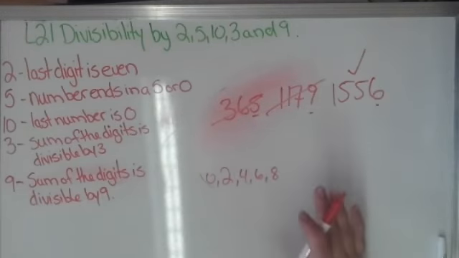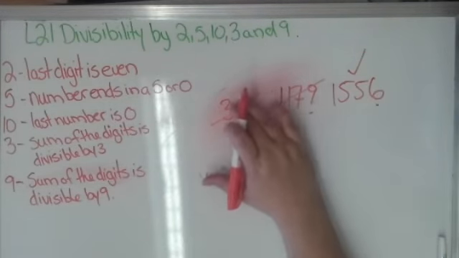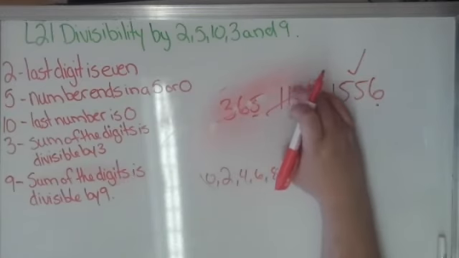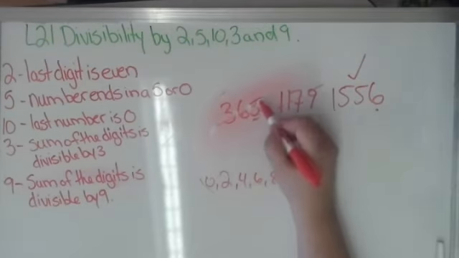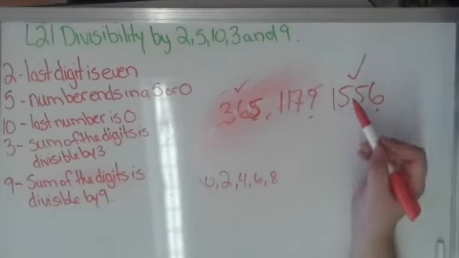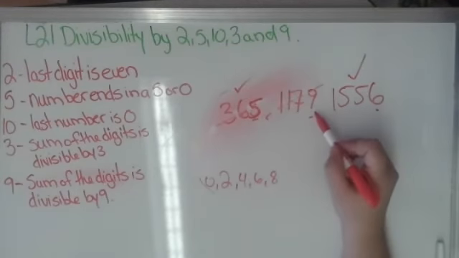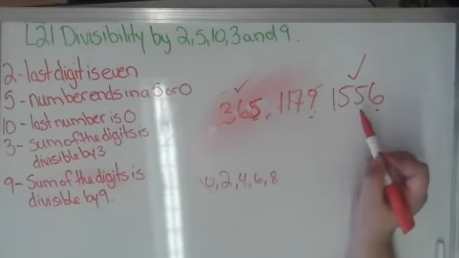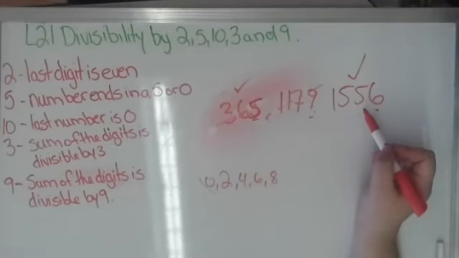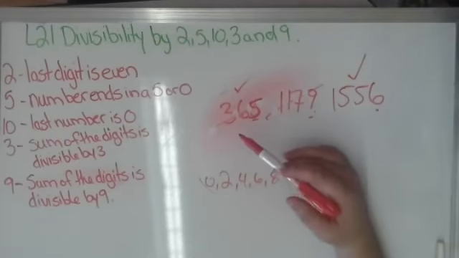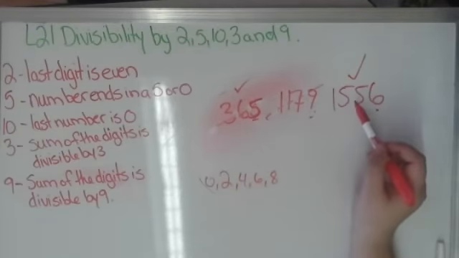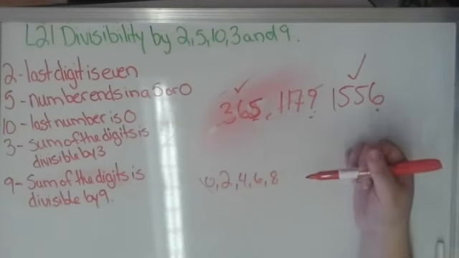If I were to look through them again and say which one is divisible by 5, well, this one ends in a 5. Therefore, this one is divisible by 5. This one ends in a 9, not divisible by 5. Ends in a 6, not divisible by 5. Any of them divisible by 10? Nope, no zeros at the ends. None of them are divisible by 10.